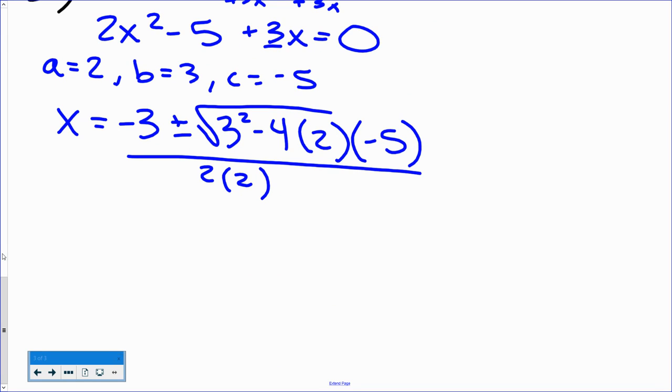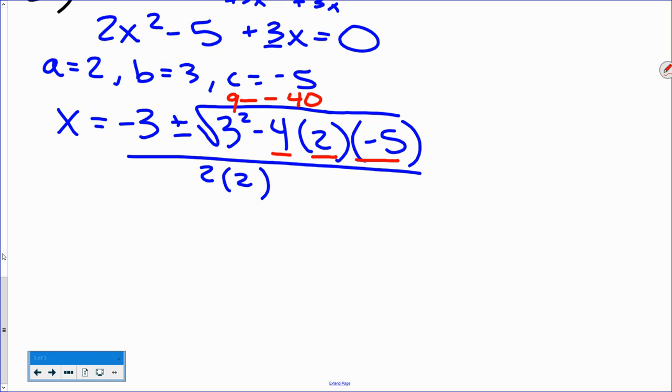Okay, a little bit of calculator work here. Work underneath the square root first. We're trying to find that number. So my exponents would say I need to square 3 squared and get 9. Now be careful with your signs inside here. You can do a couple different things. You can think of this as, okay, I'm subtracting. I'm taking 4 times 2. That gives me 8. 8 times a negative 5 would be a negative 40.